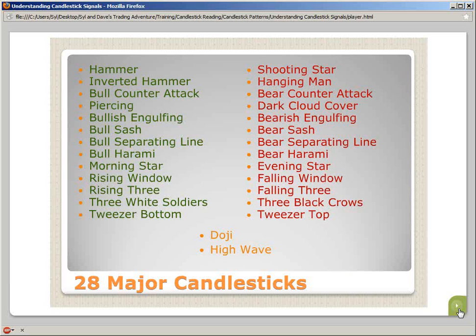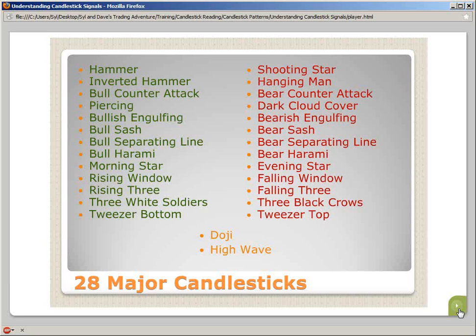Like I said, there's way more than this. You've got 13 on the left, 13 on the right, making 26, and then the 2 on the bottom, which are neutral. Doji and high waves are considered more neutral. So you got 28 major candlesticks here.